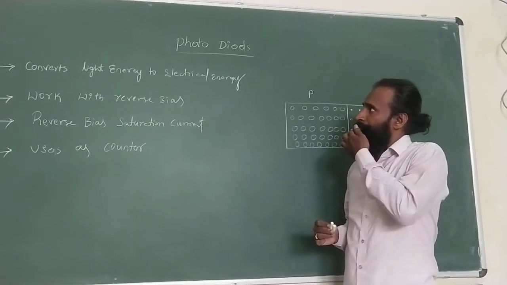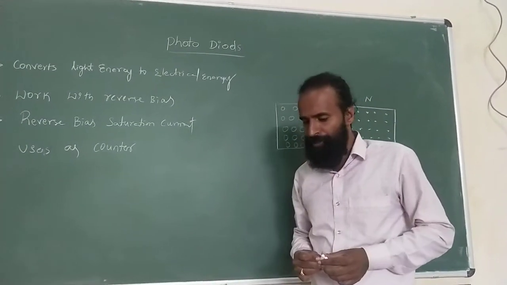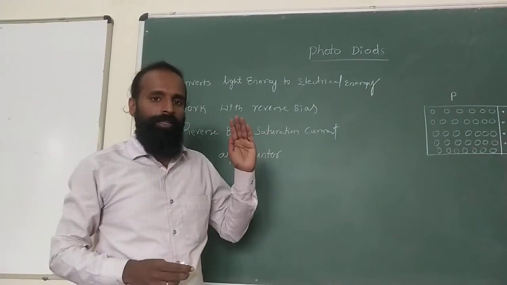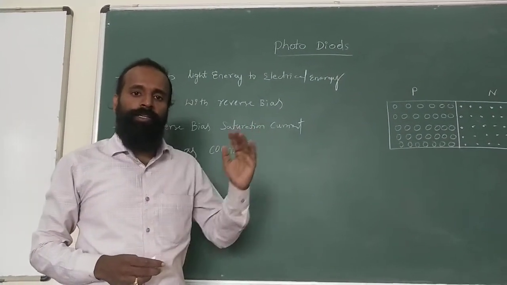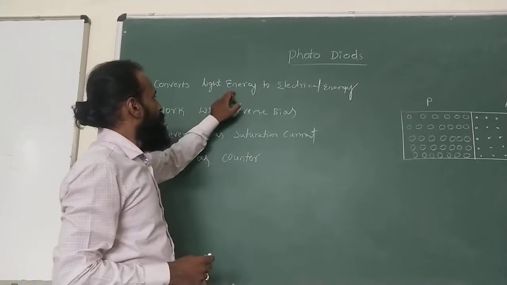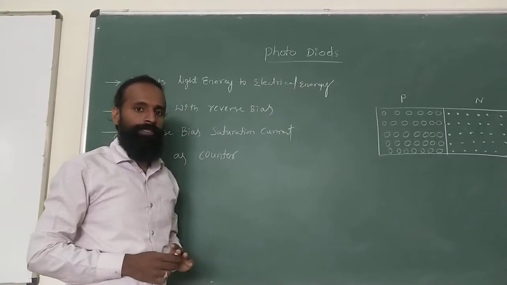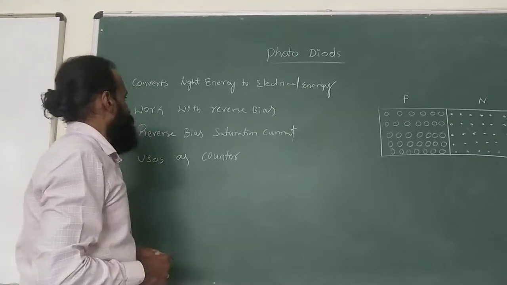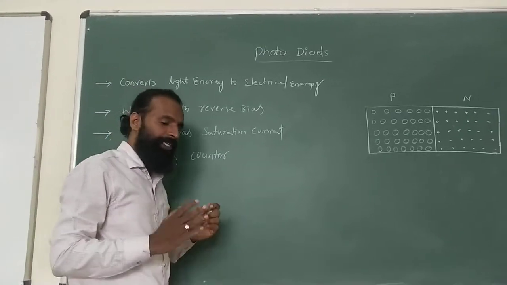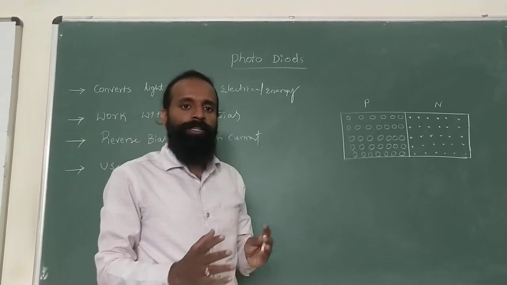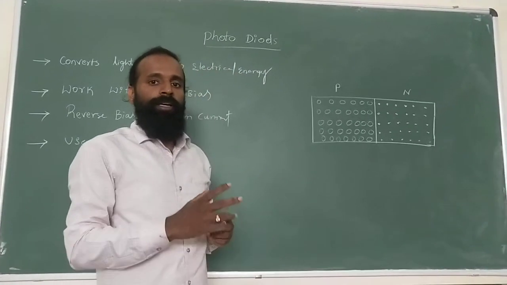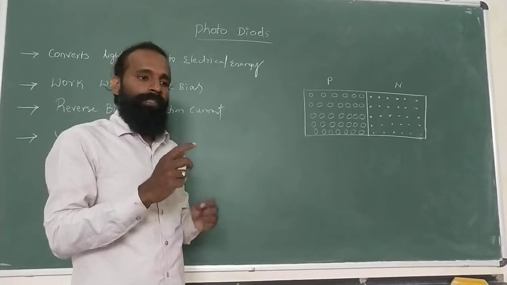Now here, a photodiode is an analog electronic device which converts light energy into electrical energy. And what is the basic principle of this diode? It is similar to the PN junction, but a small difference is provided in this type of diode, that is the photo detector area.